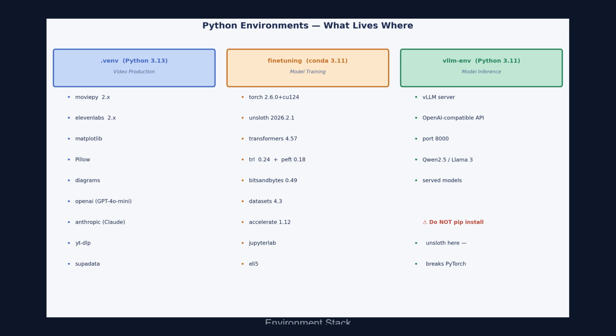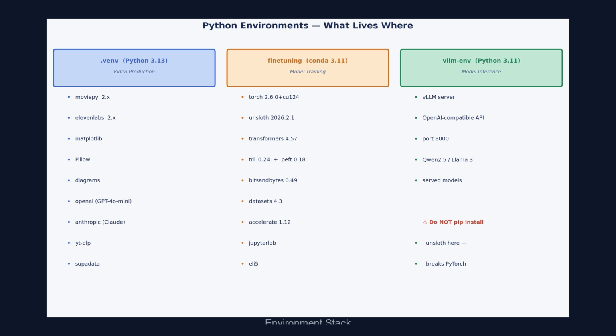The Win environment runs on Python 3.13 and handles video production: MoviePy, Matplotlib, Pillow. The fine-tuning environment is a Conda environment on Python 3.11, and this is where everything in the current lesson lives: Torch, Unsloth, Transformers, PEFT, TRL. The vLLM environment, also Python 3.11, handles model inference via a vLLM server with an OpenAI-compatible API.